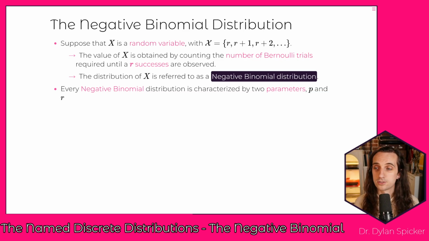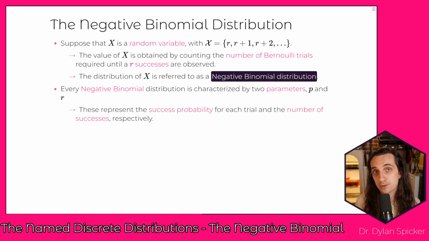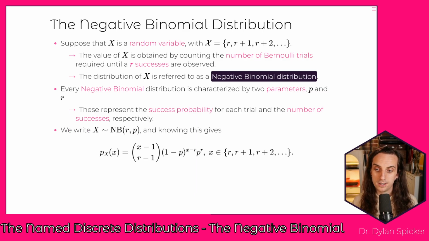Every negative binomial distribution is characterized by two parameters, p and r, which represent the success probability for each trial, which is p, and the number of successes required, which is r. If we know that x follows a negative binomial distribution with r successes and a success probability of p, then the probability mass function is given by x minus 1 choose r minus 1 times (1 minus p) to the x minus r times p to the power of r. And again, it can take any value starting at r and going up from there.